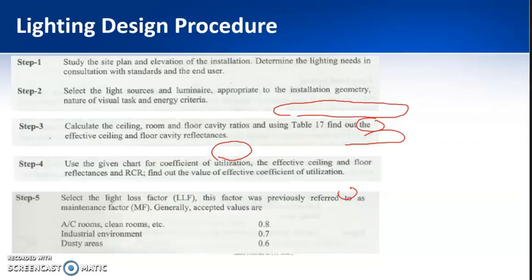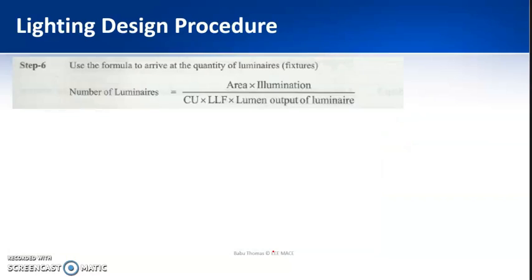Next is finding the light loss factor. L is given as maintenance factor, and for AC rooms it is 0.8, industrial environment it is 0.7, dusty areas it is 0.6. So this is again directly taken from your lighting handbook. And then as per the average lumen method we have already discussed in the previous lectures, it is area into illumination divided by coefficient of utilization into light loss factor into lumen output of the luminaire. You will be getting the total number of luminaires.